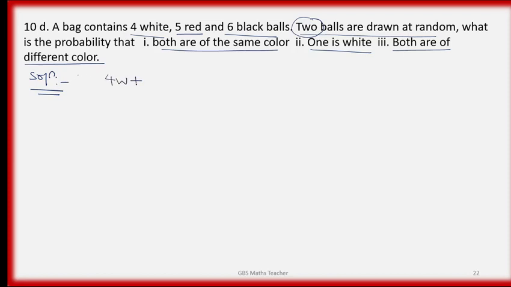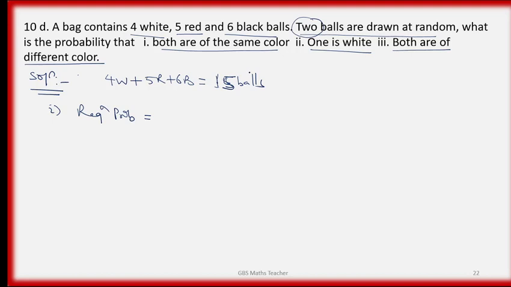4 वटा white plus 5 वटा red plus 6 वटा black balls. Total balls are 15 balls. No doubt everybody can find this. हैन यो 15 हो. First part is that. अब फर्स्ट केसको रिक्वायर्ड प्रोबेबिलिटी के हुन्छ? Required probability both are of the same color.